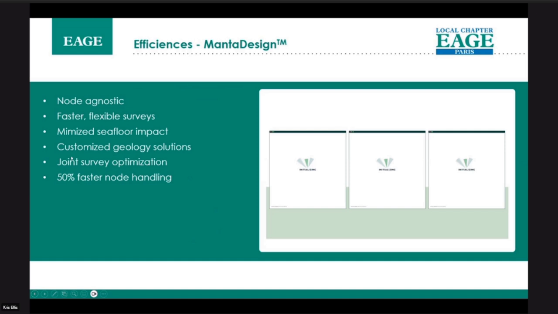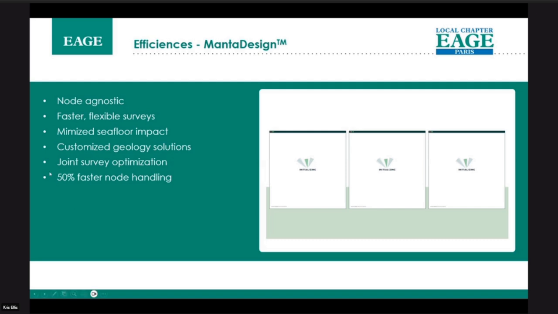So as I mentioned, it's node agnostic. It's going to be faster and more reliable than the flying nodes we envisage. It's minimum seabed impact because we don't actually make any contact with the seabed. And then what we're trying to incorporate with this is the Manta design ethic, which is essentially using customized geology solutions. And there's quite a collaborative effort with the client on developing the best system and the best node configuration in terms of sampling using the manta ray vehicle.